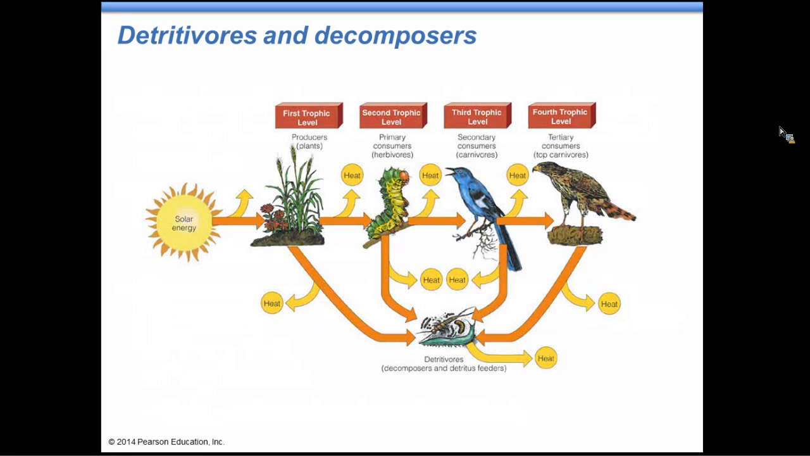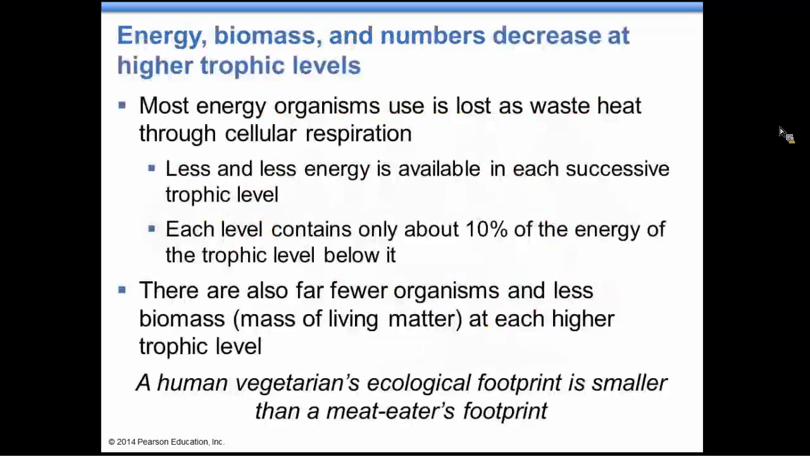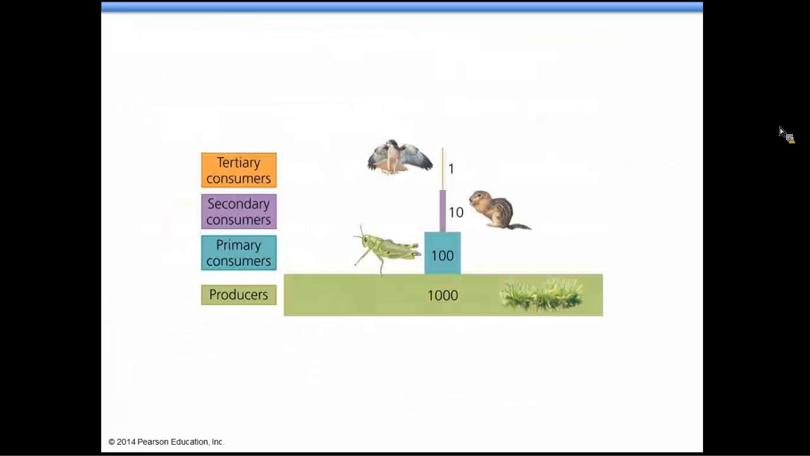And here's just an example of the trophic levels. As we see, one important thing to note here is heat is lost at all levels, including the detritivores and the decomposers, even though they're a bit removed from the trophic levels. So energy, biomass, and numbers decrease at higher trophic levels, and that just kind of makes sense.